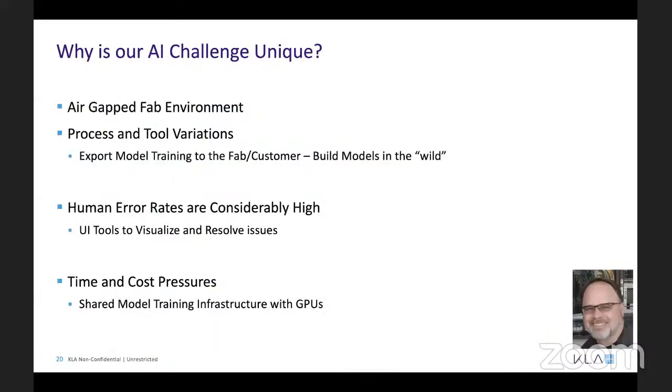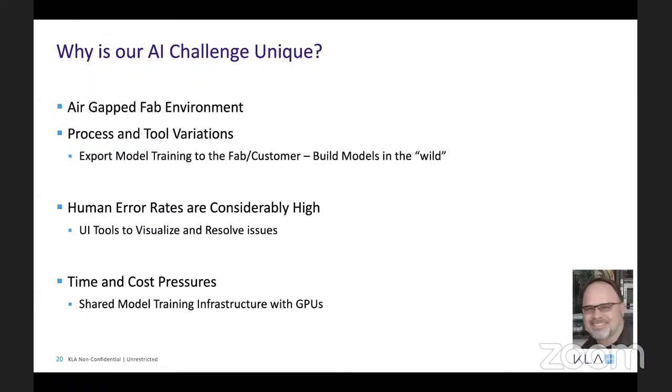So here's the summary of those challenges and how we address them. We address the air-gapped fab environment and the process and tool variations by exporting a system that can train models in the customer fab, based on the images that are there that you can't get out. To reduce the human error rates that are considerably high, we provide UI tools to visualize and resolve issues, to do efficient labeling, and to identify and correct problems that might be introduced by incorrect labeling. And finally, for the time and cost pressures, we share the model training infrastructure. We use GPUs, which is more cost effective for both training and inference.